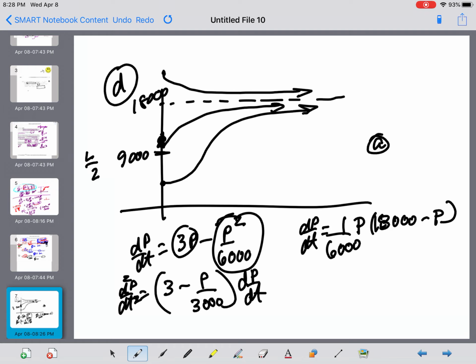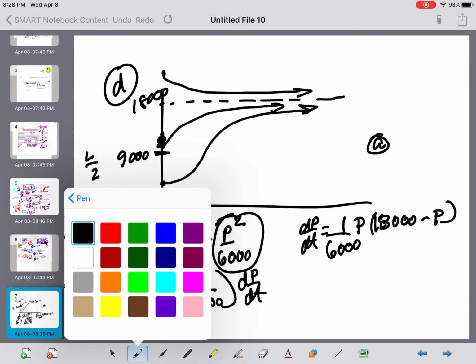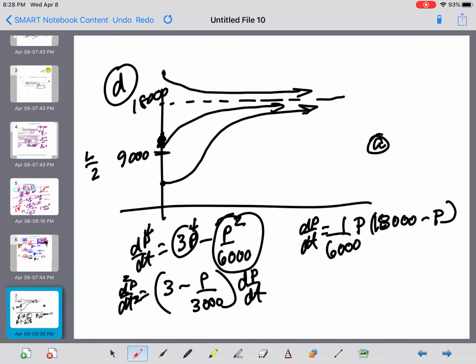And so you're using implicit differentiation. Right now, p is like a y, dy dt, so this is like y's. That's why I'm stopping to say y prime or dp dt. All right, now look what happens if you put in 9,000. If I put in 9,000 right here, 9,000 divided by 3,000 is 3. So I get 3 minus 3. My second derivative is equal to 0. So it looks like 9,000 is a point of inflection.